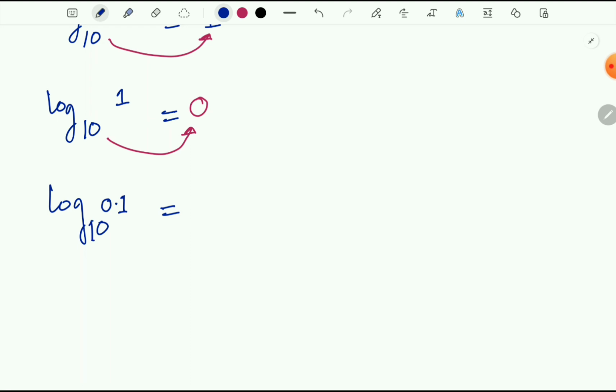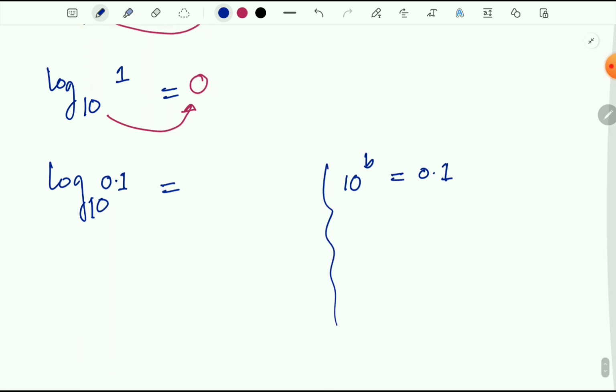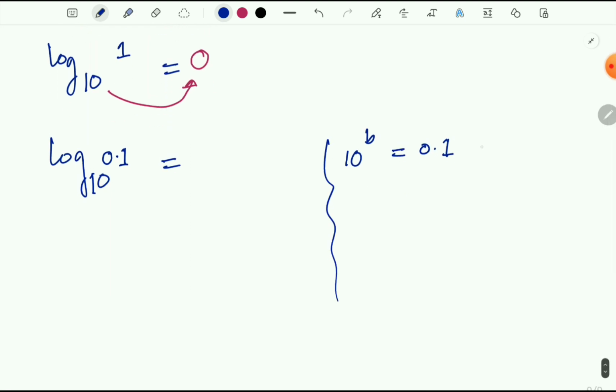So if we write here that 10 power b equals 0.1, and we have to find out b, we can simply simplify this expression. 0.1 means 1 by 10, right? So when will we get 1 by 10? When the value of b is negative 1. That means 10 inverse means 1 by 10. Therefore, our answer is negative 1.